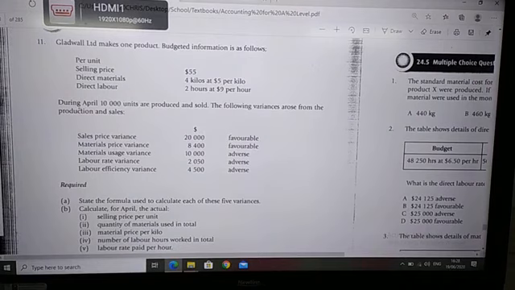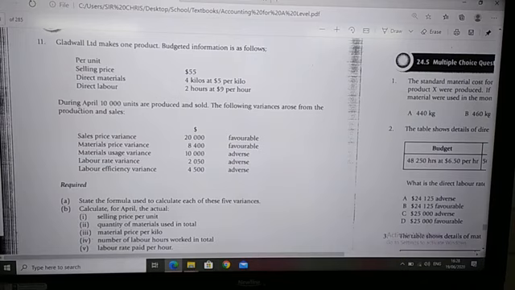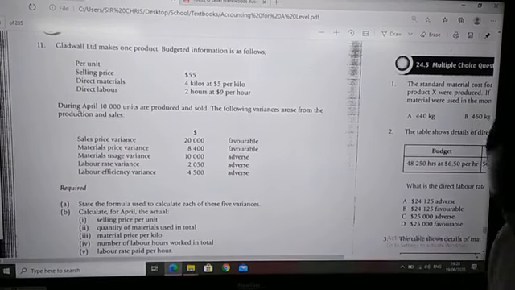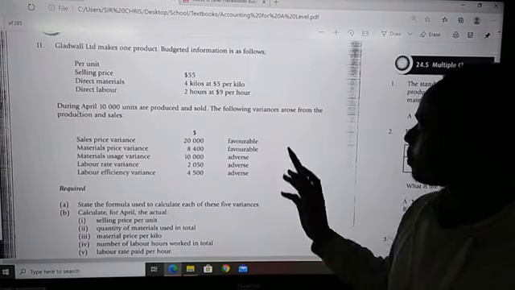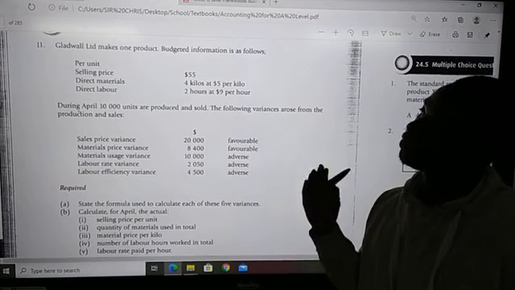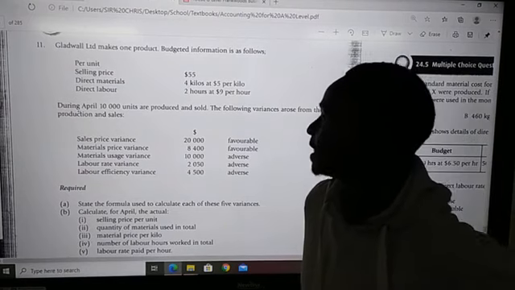Gladwell Limited makes one product. Budgeted information is as follows. If you check the selling price per unit, don't forget they said budgeted. We have direct material, direct labor. You can all see from there. Then during April, 10,000 units are produced and sold. The following variances arose from the production and sales.